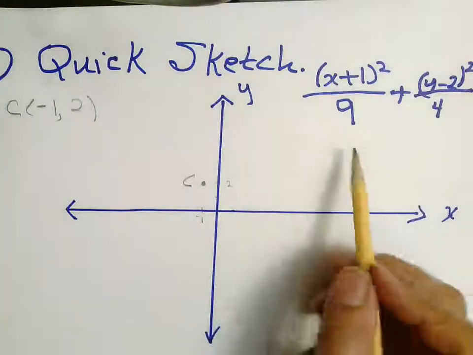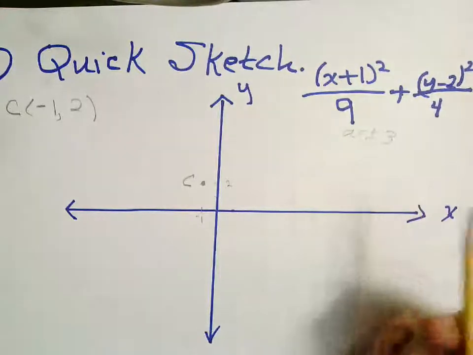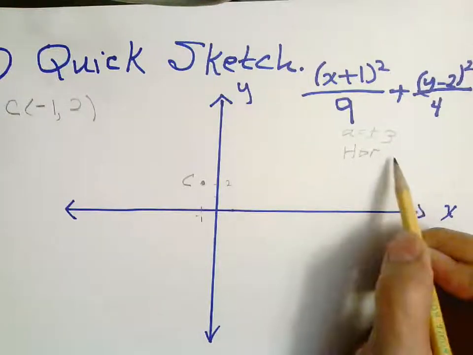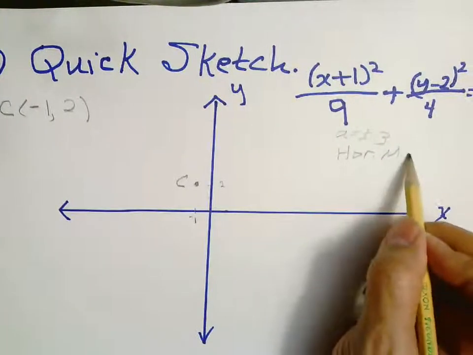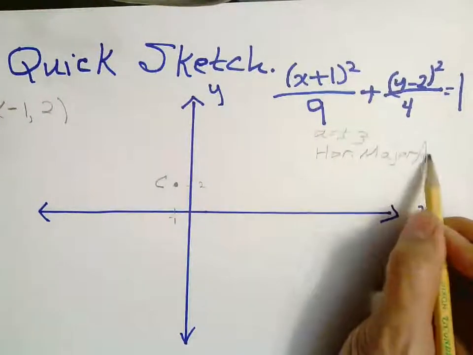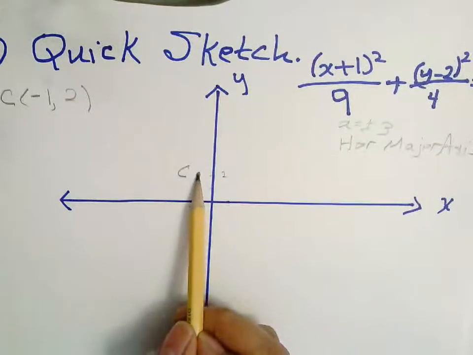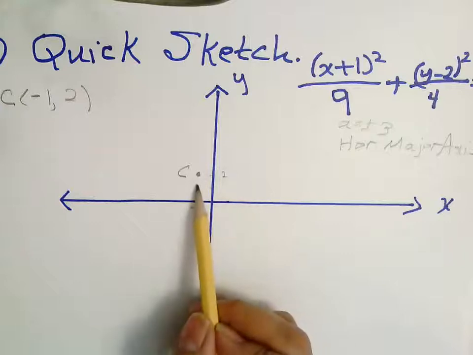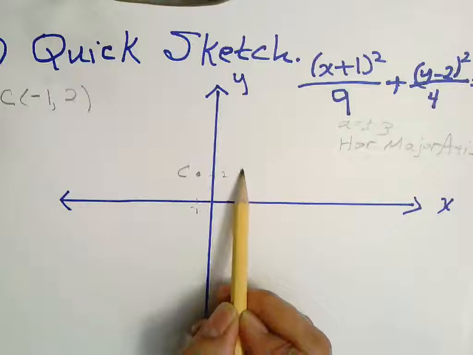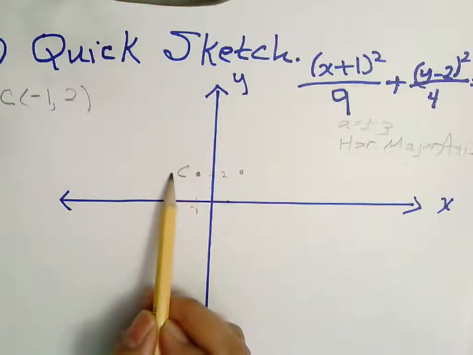And remember that our a was plus or minus 3, and we had a horizontal major axis. So from my center, remember I always move from the center, I'm going to move 3 units. So this will be 1, 2, 3. Then I'm going to go back to the left 3 units. 1, 2, 3.